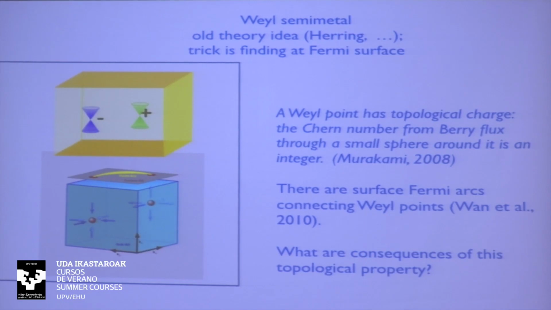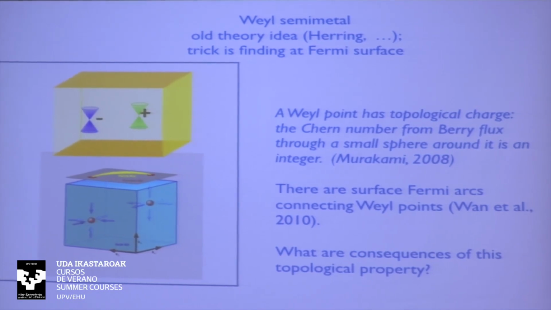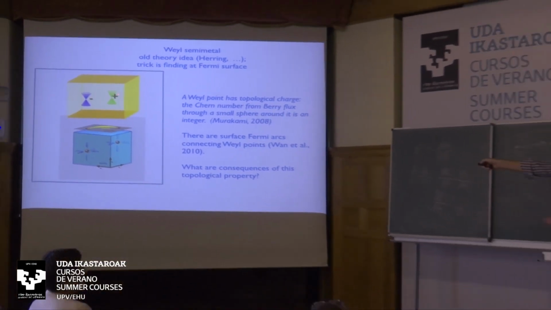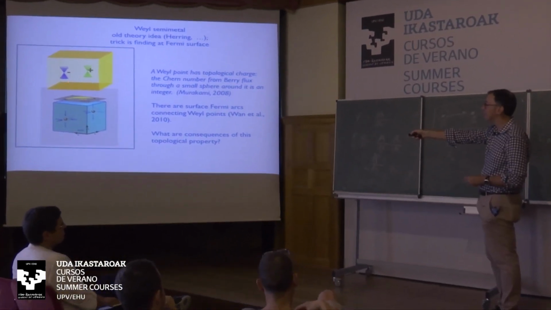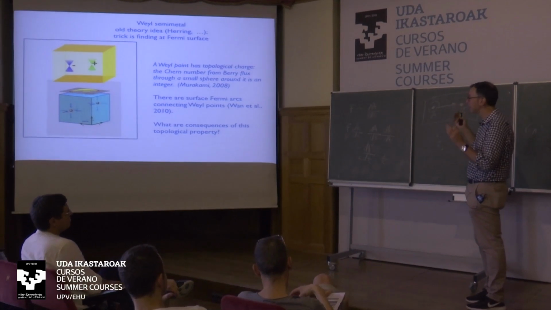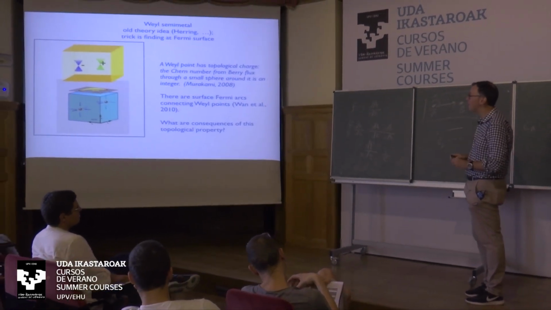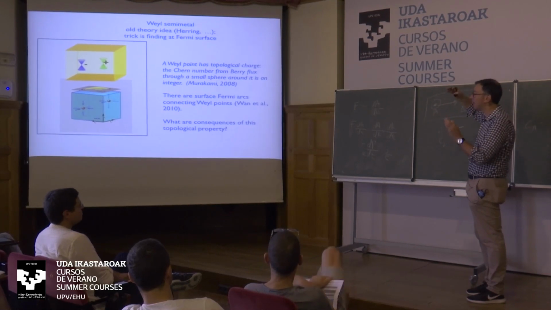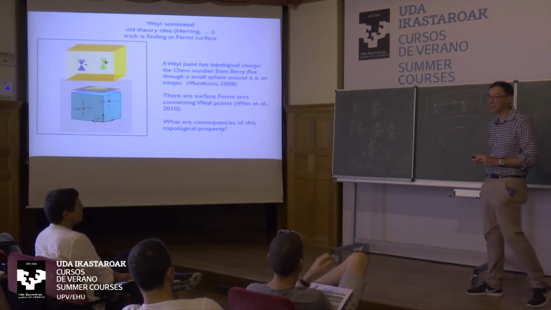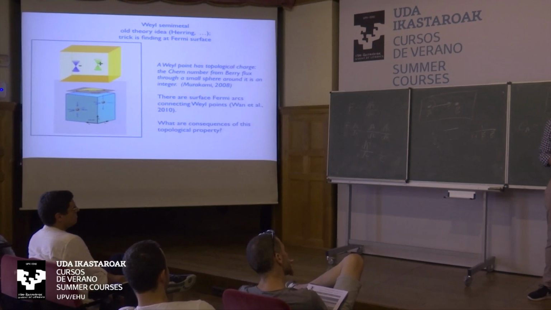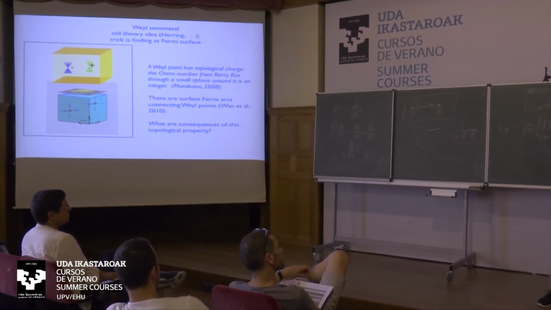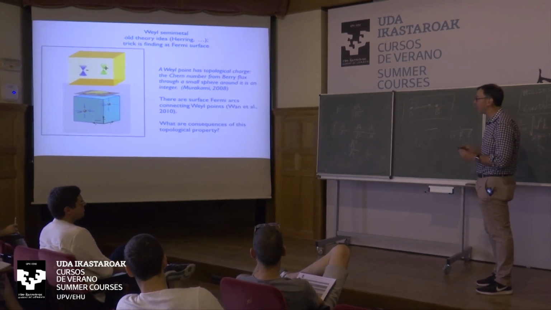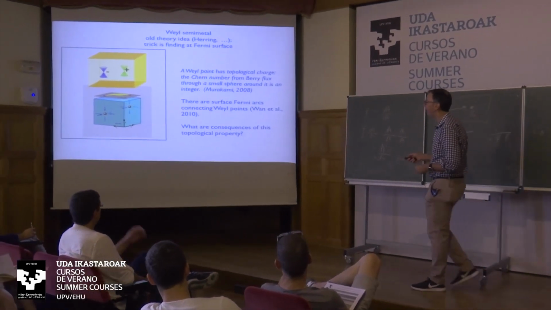And there's one constraint, which is if you add up the total Chern number of all the crossings at all energies, that has to be zero. This is known as the Nielsen-Ninomiya theorem. But in general, you can have some positive and some negative. They can be at different energies depending on symmetries and so on. And one way that Weyl semimetals were confirmed experimentally is there is an interesting surface state, kind of like in topological insulators, but different.